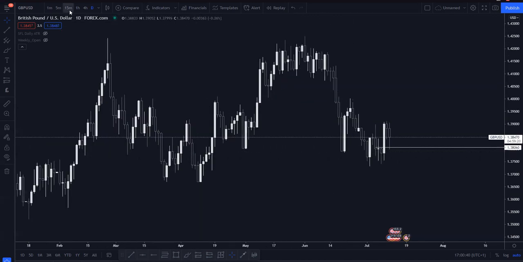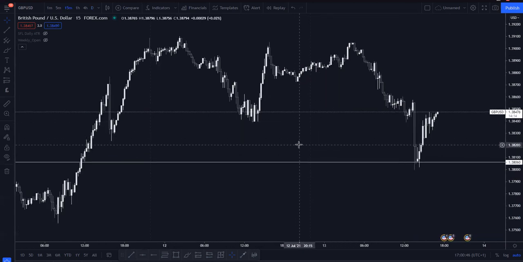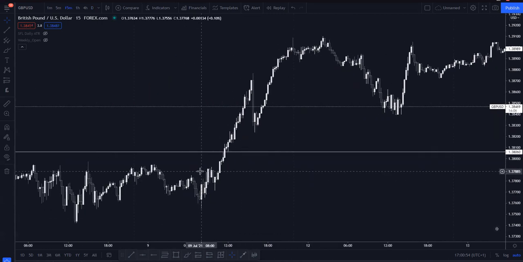And what I mean by those high liquid hours is essentially the London Open and the New York Open. So the London Open, the market starts to become liquid from around 7 a.m. So if I just scroll into here, it's 8 a.m.